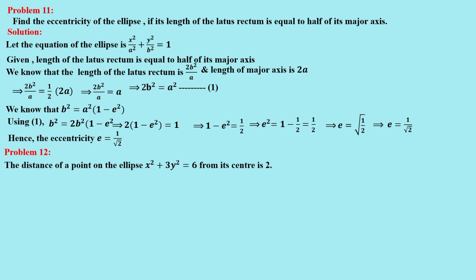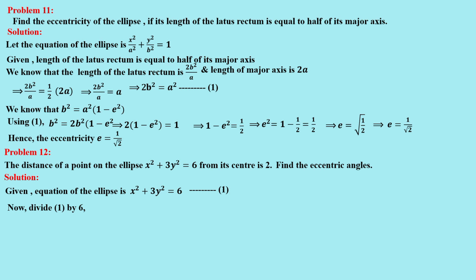Next problem. The distance of a point on the ellipse x square plus 3y square equal to 6 from its center is 2. Find the eccentric angle, right? So the given equation of the ellipse is x square plus 3y square equal to 6. That is equation number 1. So divided by 6, we are writing it in the standard form.